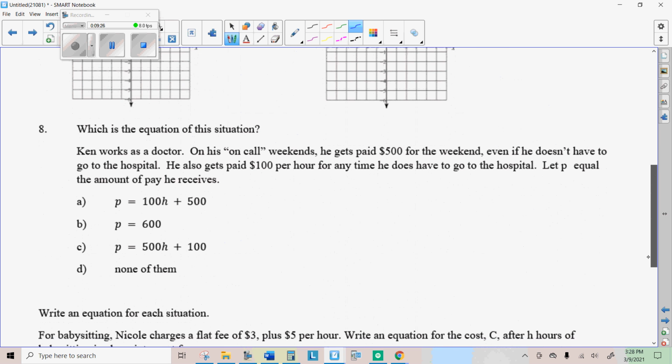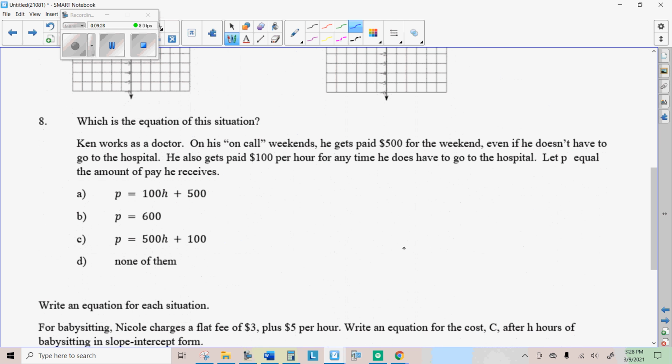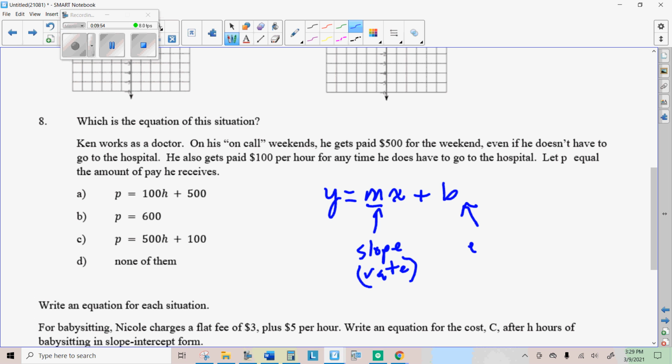All right. To write an equation of a situation, you want to look for two things. A lot of times we use the letters y and x, but you want to look for the slope, which, I'll just write this down here, in the situation will be your rate, the thing that changes depending on how many you have. Okay, so remember we're looking for a rate for that number. And the b part is like the extra added on, or the starting value.